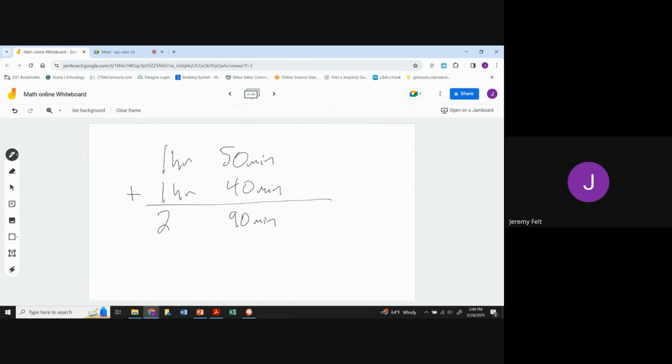1 hour plus hours, 2 hours. But it doesn't really make sense to say 2 hours and 90 minutes. Since 90 minutes, we can rewrite as 1 hour and 30 minutes. And then we add this hour back here, so 3 hours and 30 minutes. Or if we wanted to keep it just as hours, since 30 minutes is half an hour, we could say 3.5 hours.